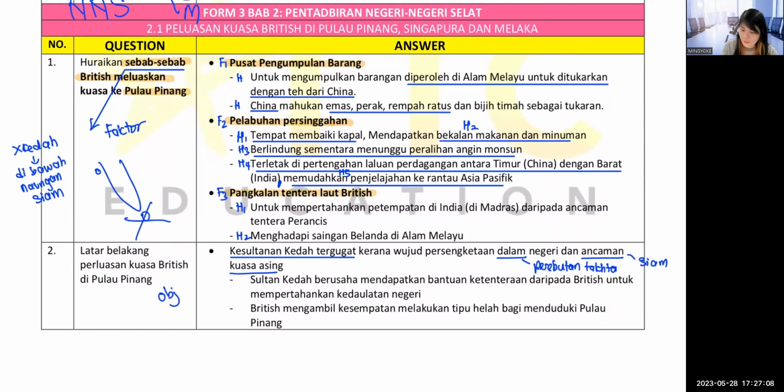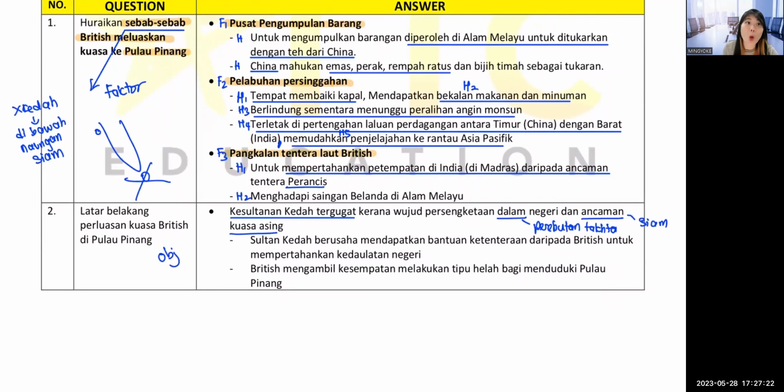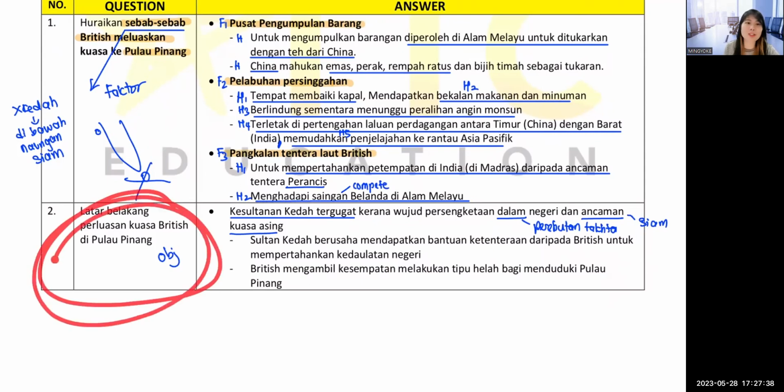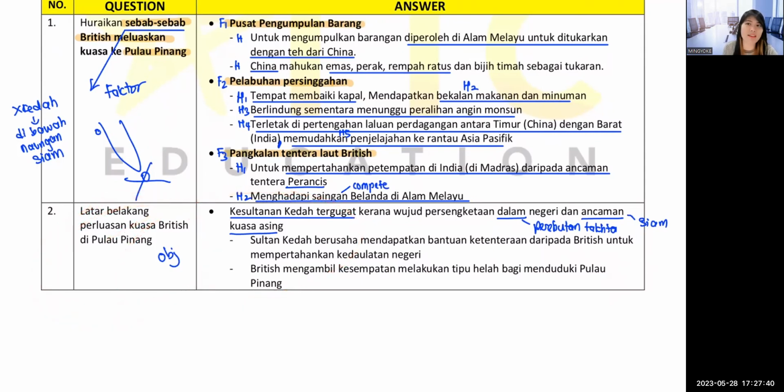Then finally, Pangkalan Tentera Laut. Penang also become a military base for British. To defend where? To defend pertempatan India in Madras daripada ancaman Perancis. And last, also Penang can also compete with Belanda in Alam Melayu. Okay, saingan means compete. Latar belakang, this one you can read through yourself. Objective only one, very simple one.